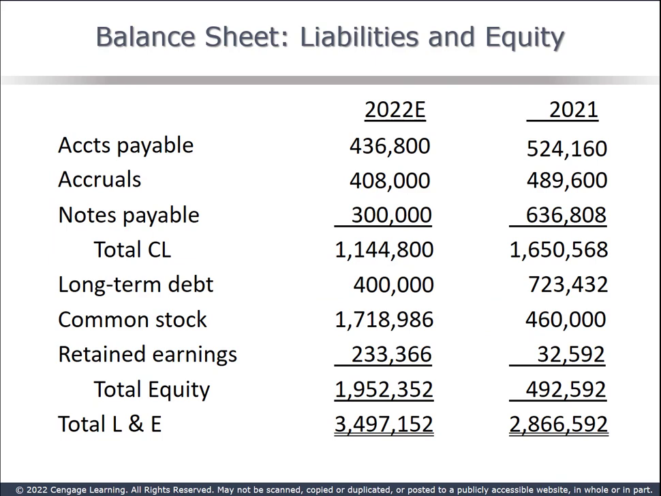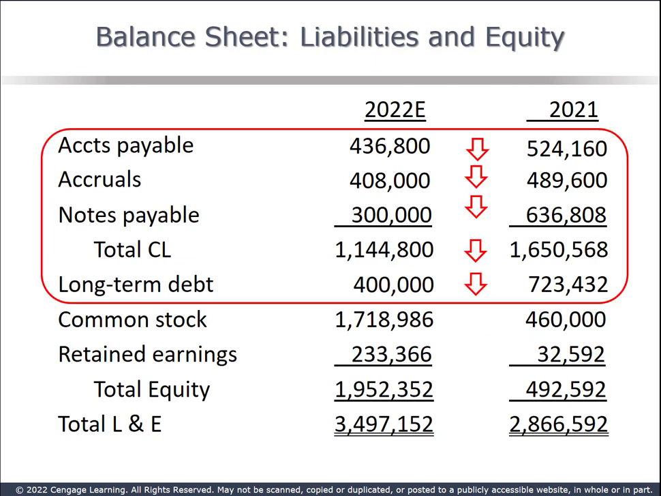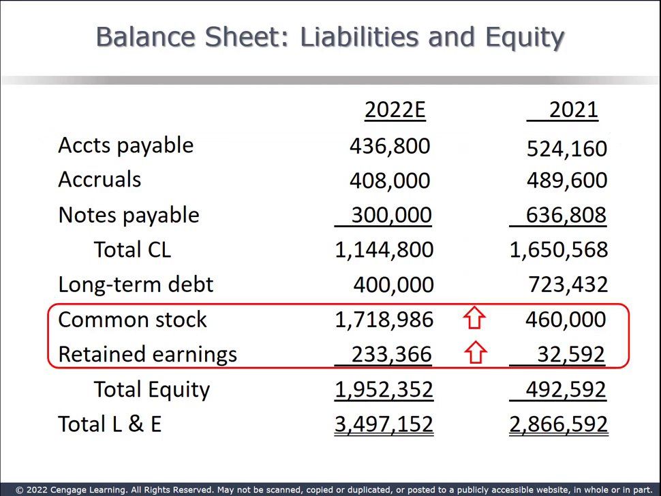On the liabilities and equity side, more positive progress is expected. All the liability accounts decline, with DeLeon's reliance on less debt the most significant. They expect to achieve this by issuing common stock and using the proceeds to reduce debt.